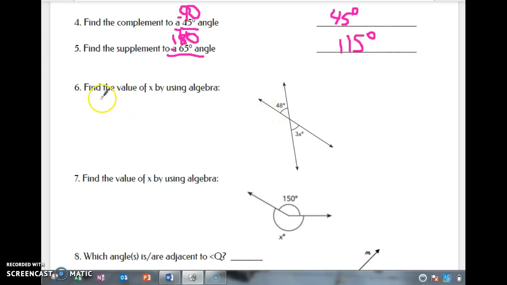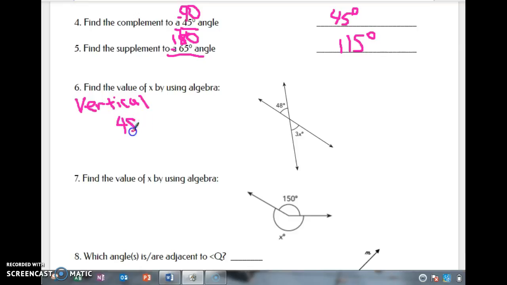Number 6, it says find the value of x by using algebra. So if you look here, they give you this angle right here, which tells you it's 48 degrees. And then this angle right here is 3x. Those are what we call vertical angles. Because those are vertical angles, you know that you can set them equal to each other because they are the same. That's from topic 10-5, the one I just taught you on Friday. So since they are vertical, they're equal to each other.